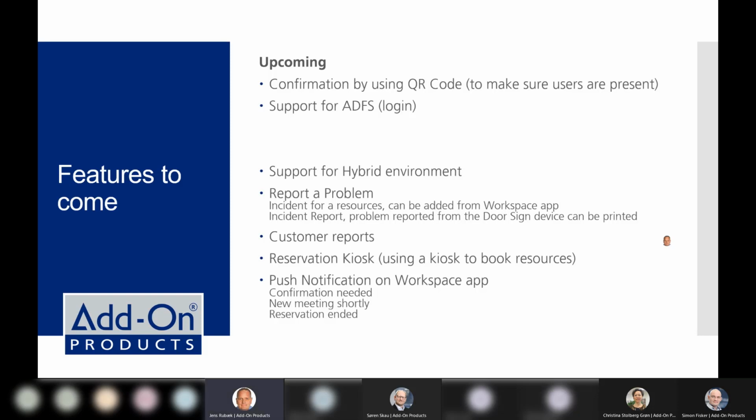We want to have push notification on the Workspace app, so I can send a push notification to your phone and say, hey, you need to confirm this meeting right now, otherwise it will be released. We can push in a text called new meeting starting shortly, so you can pop up and say, hey, you have a meeting here in 5 minutes. Or we can tell you when you are inside the meeting room that in 5 minutes your reservation will be ended if you don't extend it or do something else. So that is what we are working on right now.